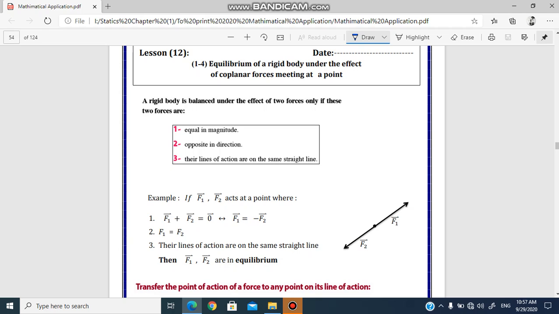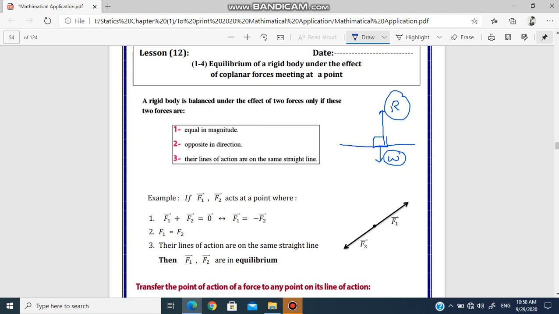Like a body on a table. If you have a table and you have a body, you have balance because the weight, the pressure on the table, is W, and the reaction of the pressure is R, and they are equal in magnitude, R equals W, and opposite in direction, and the lines of action are on the same straight line.